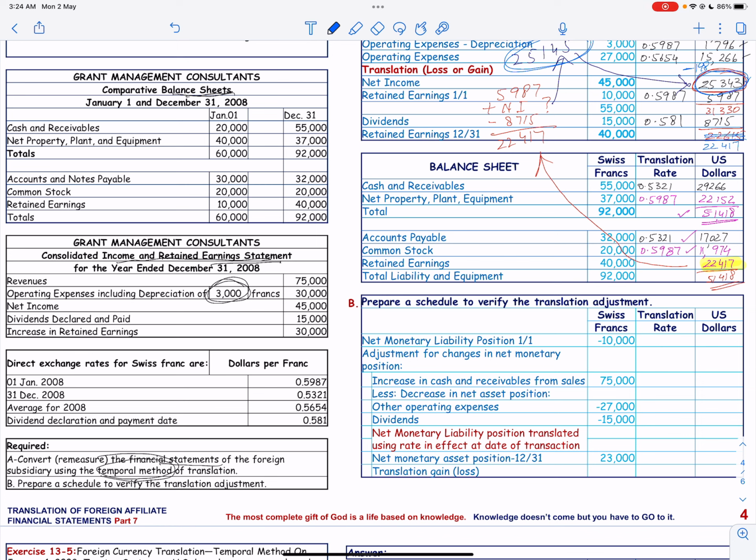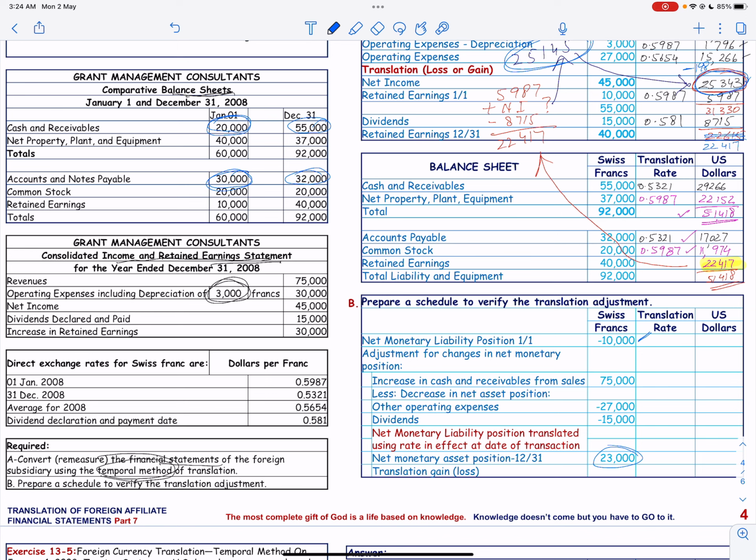Now the difference in beginning net monetary position: we have the net monetary position, that is total monetary assets minus total monetary liabilities, which is minus 10,000, and this difference is negative 10,000. The ending net monetary position is 55,000 minus 32,000. That gives us 23,000.